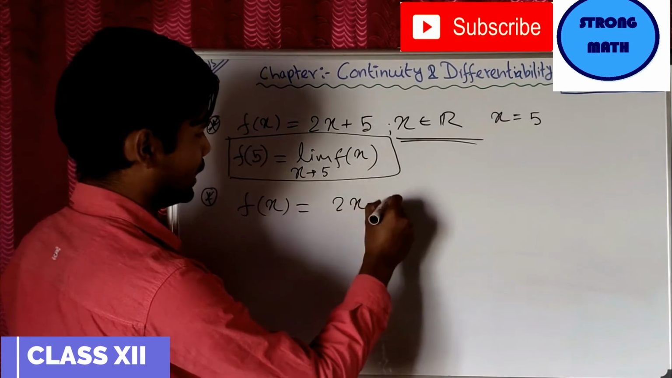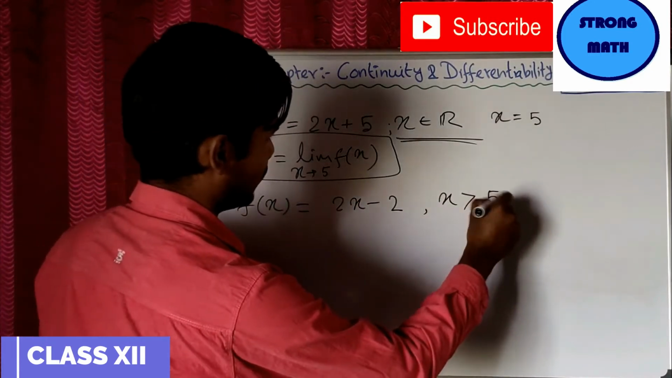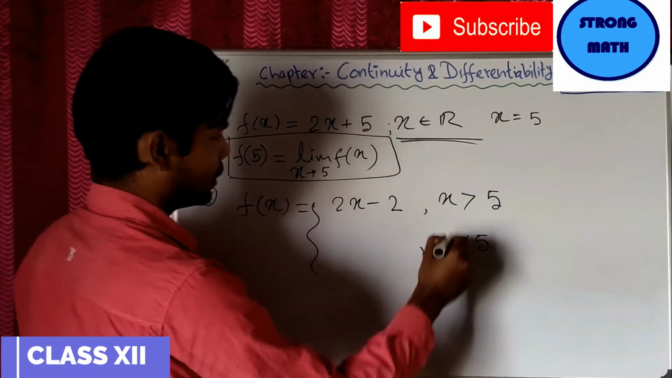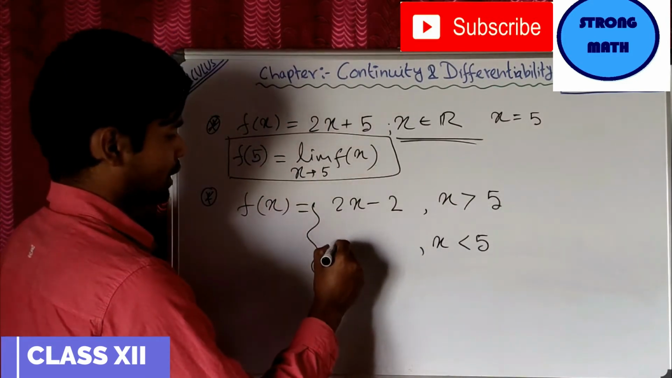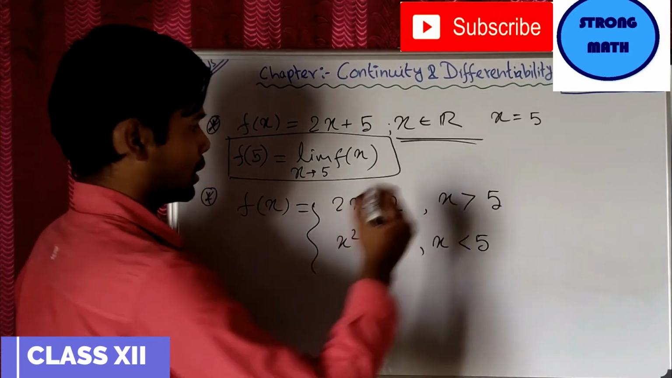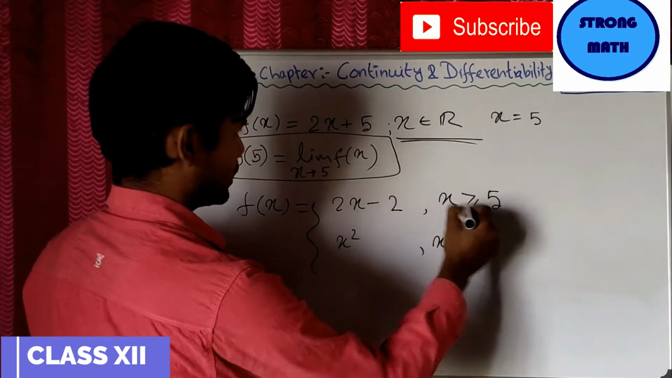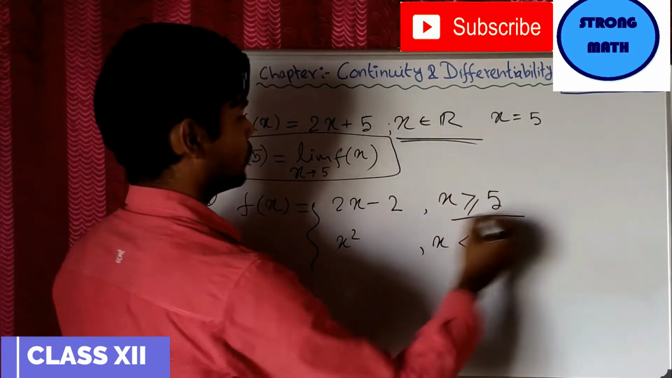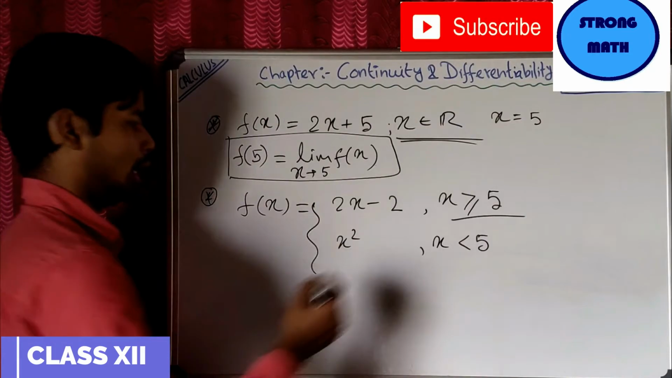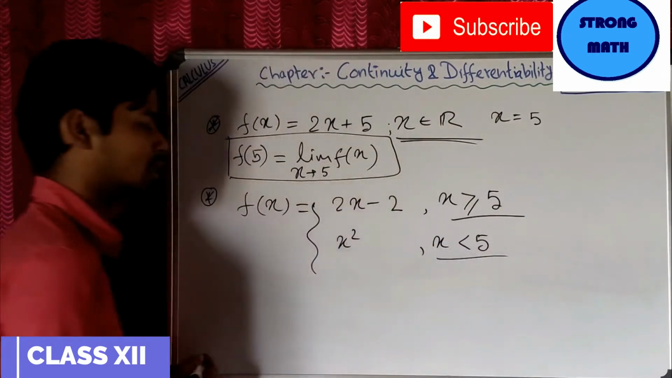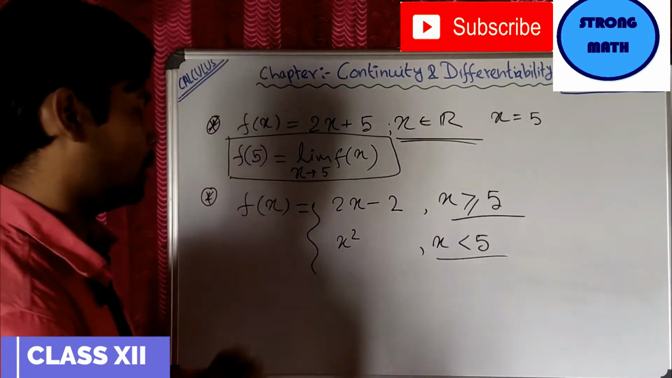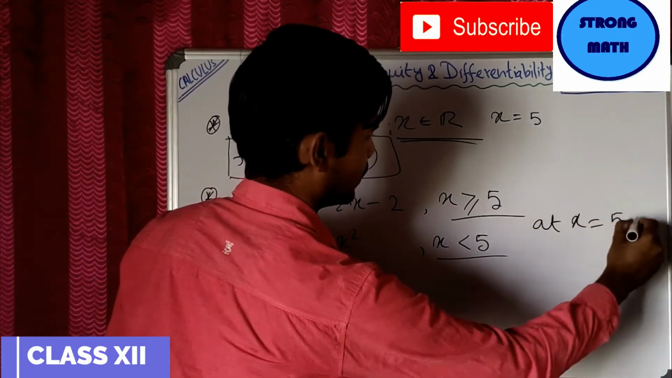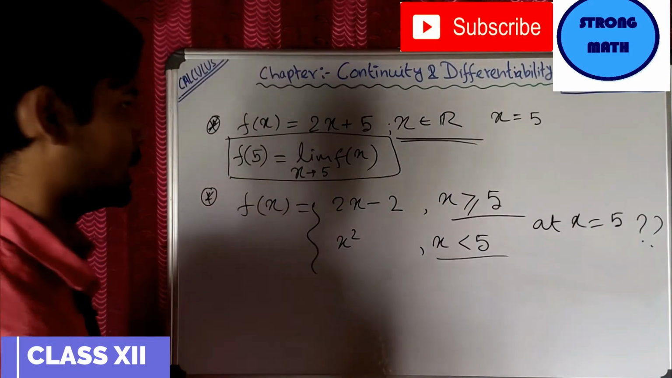This is type 1. Next one, if the function is in a form like this, suppose f(x) equals 2x minus 2 when x is greater than or equal to 5, and when x is less than 5, the function is defined as x square. What about the continuity at a defined point, suppose at x equals 5? What will be the continuity of this function at x equals 5?